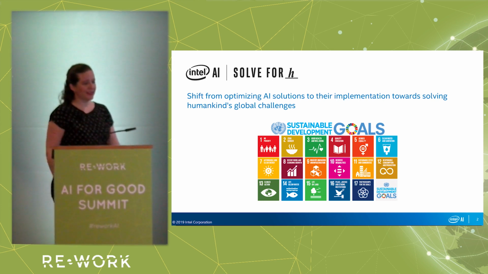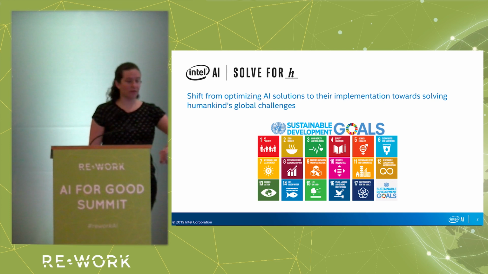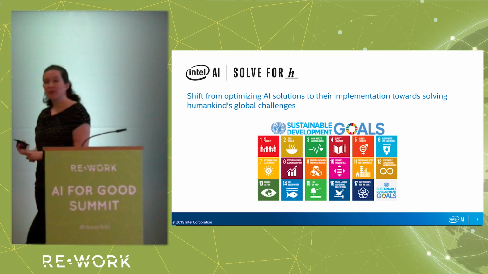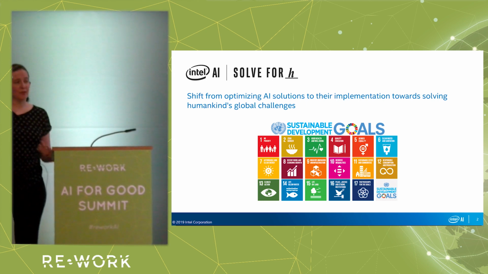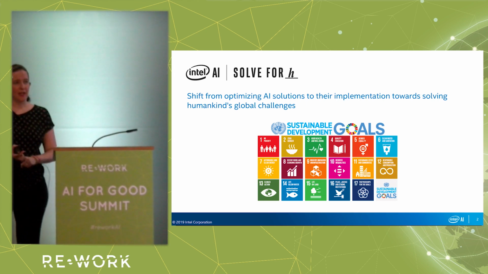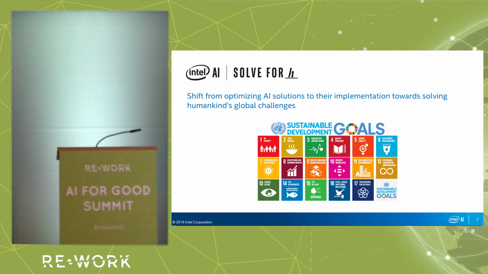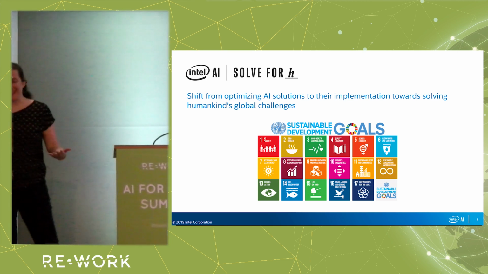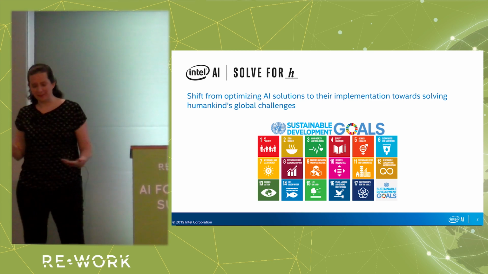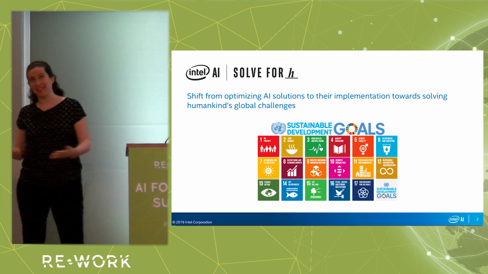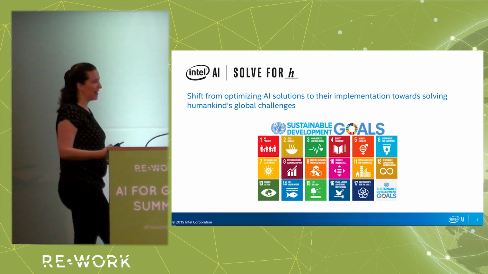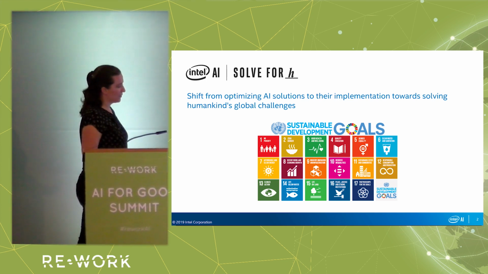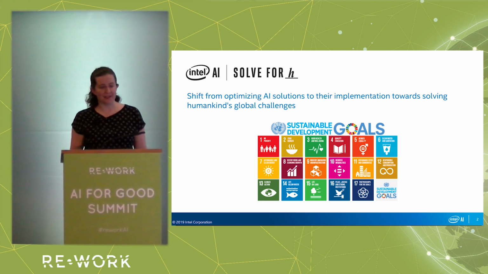So, for instance, goal number 4, quality education. How do we make sure that everybody in the world has the education that they need in order to have jobs going forward? This is even more pertinent right now, as AI is creating changes in the workforce. How do we make sure that the communities of tomorrow have the right skills that they need?